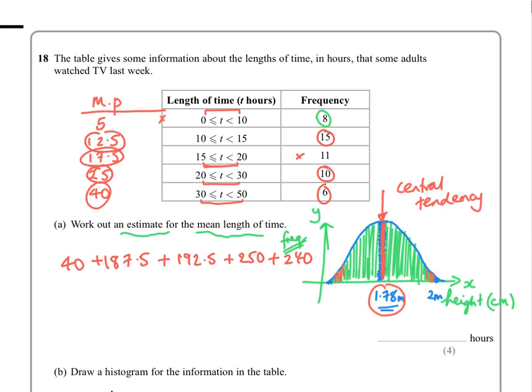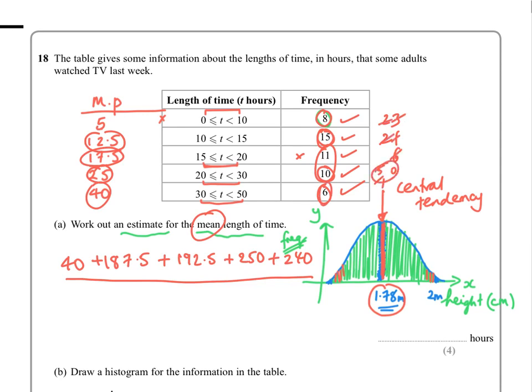Okay, that's your estimate for the total, but you want to find the mean, so you'd have to divide by, and here's where a common mistake is, some people think it's divided by 1, 2, 3, 4, 5. No, there's 5 different sections here, but how many people or adults were asked? Well, 8 and 15 is 23, 11 and 10 is 21, and 6 more, it's 50 people, 50 adults you're talking about here.